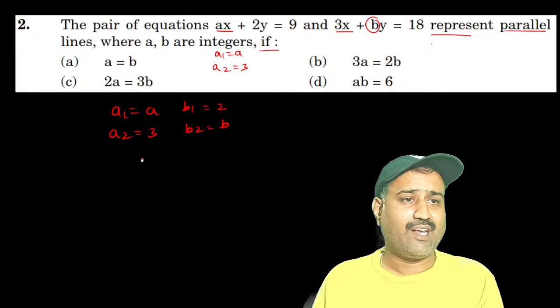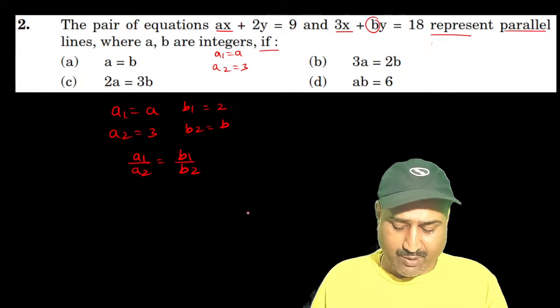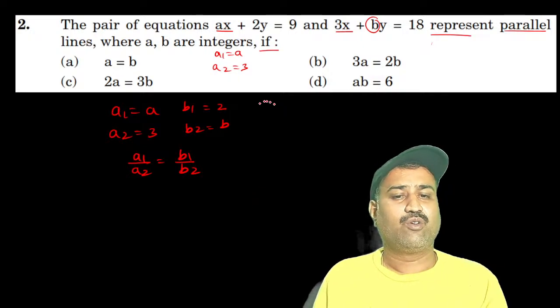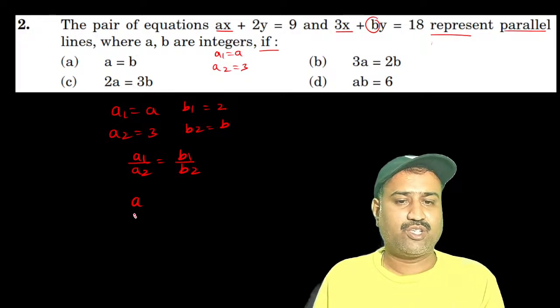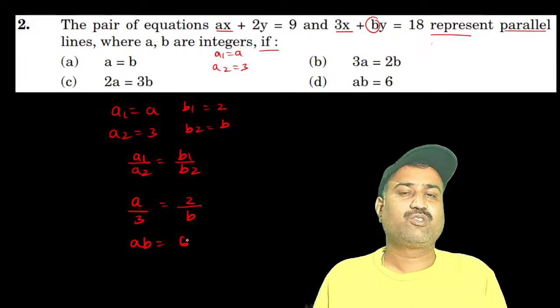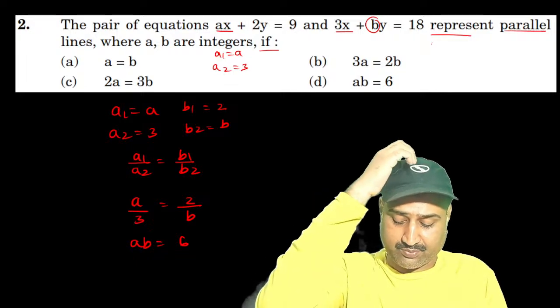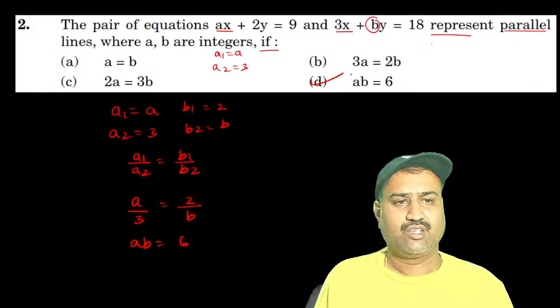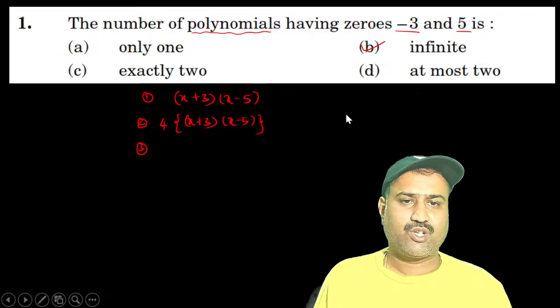Now, for parallel lines, I need to have a1 by a2 equal to b1 by b2, right? Now, a1 is a, a2 is 3, and b1 is 2 and b2 is b. Cross multiply here, ab is equal to 3 2s are 6, right? A very easy question. Option D. The previous question was option B, right?